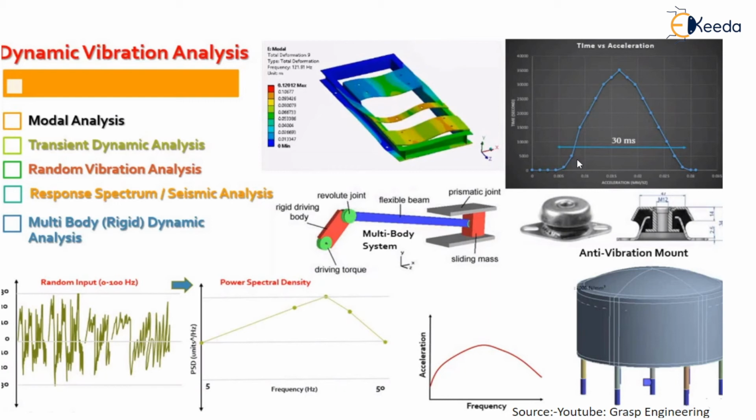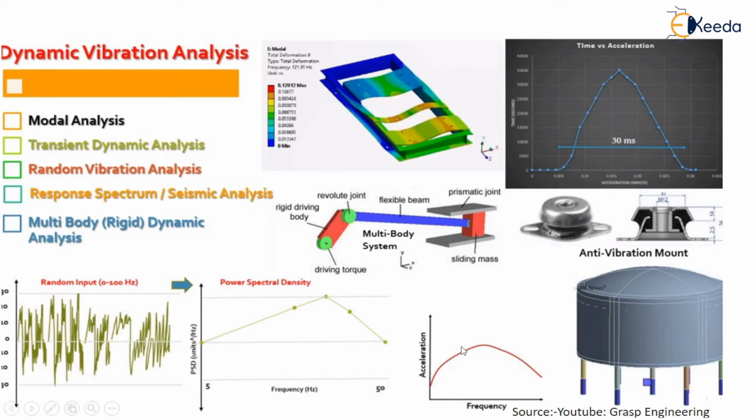Then random vibration analysis, for example 0 to 100 hertz, where random forces are applied on different objects. For example, in an industry there are many machineries, and one particular machine is newly set up there. But due to other machine vibration, it will affect that particular system, and that component can fail due to other conditions. For that purpose we mount anti-vibration mountings.